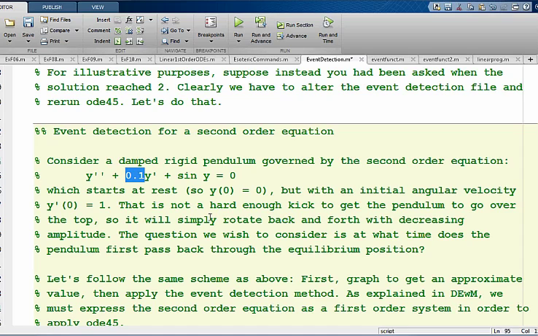Let's assume that it starts out at rest, so y of 0 equals 0, and with an initial angular velocity of 1 radian per second. That's not hard enough to get the pendulum to go over the top. So what will happen, it will swing to the right and then come back to the left, and it will simply rotate back and forth with decreasing amplitude. The question I want to consider is, at what time does the pendulum first pass back through the equilibrium position? So when is y equal to 0 again, for the first time?